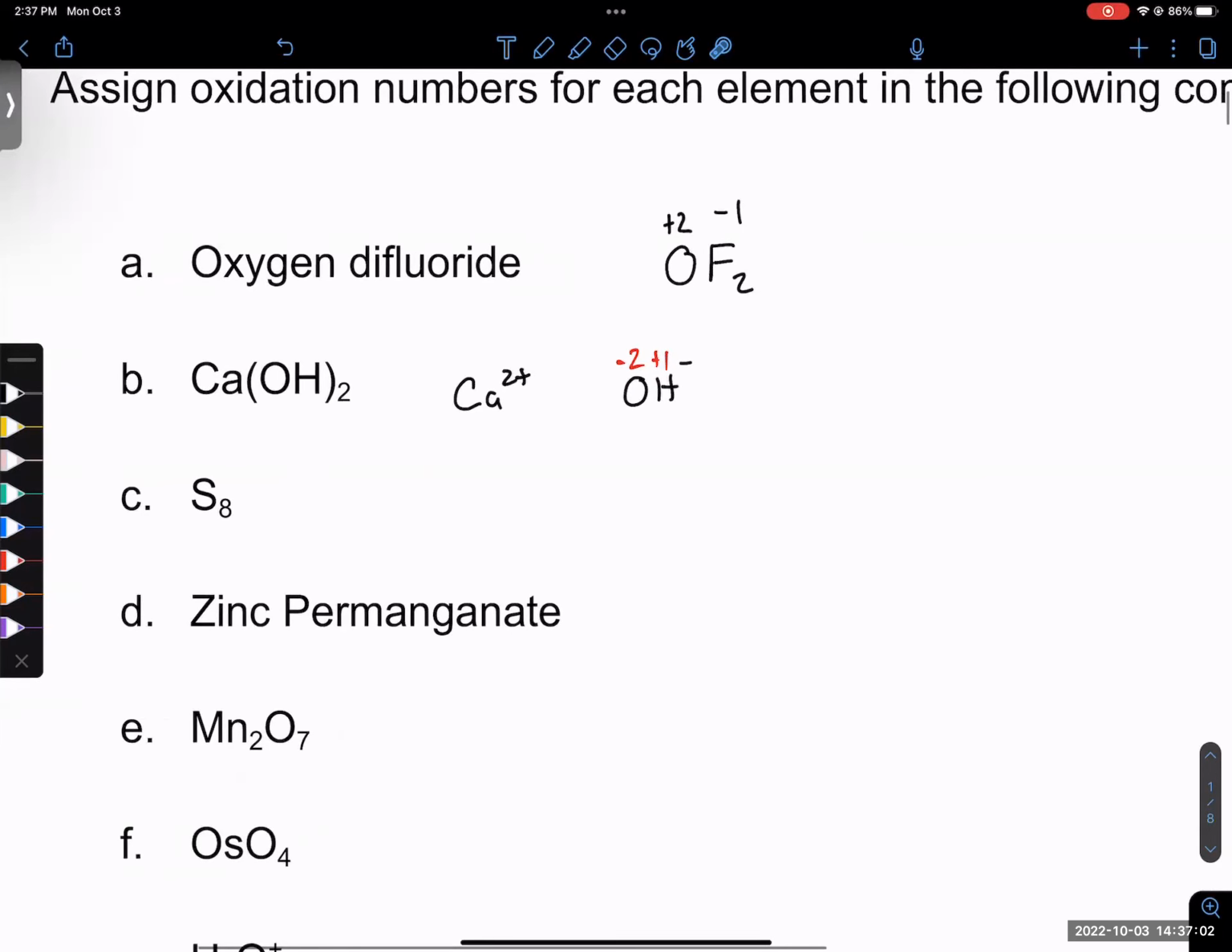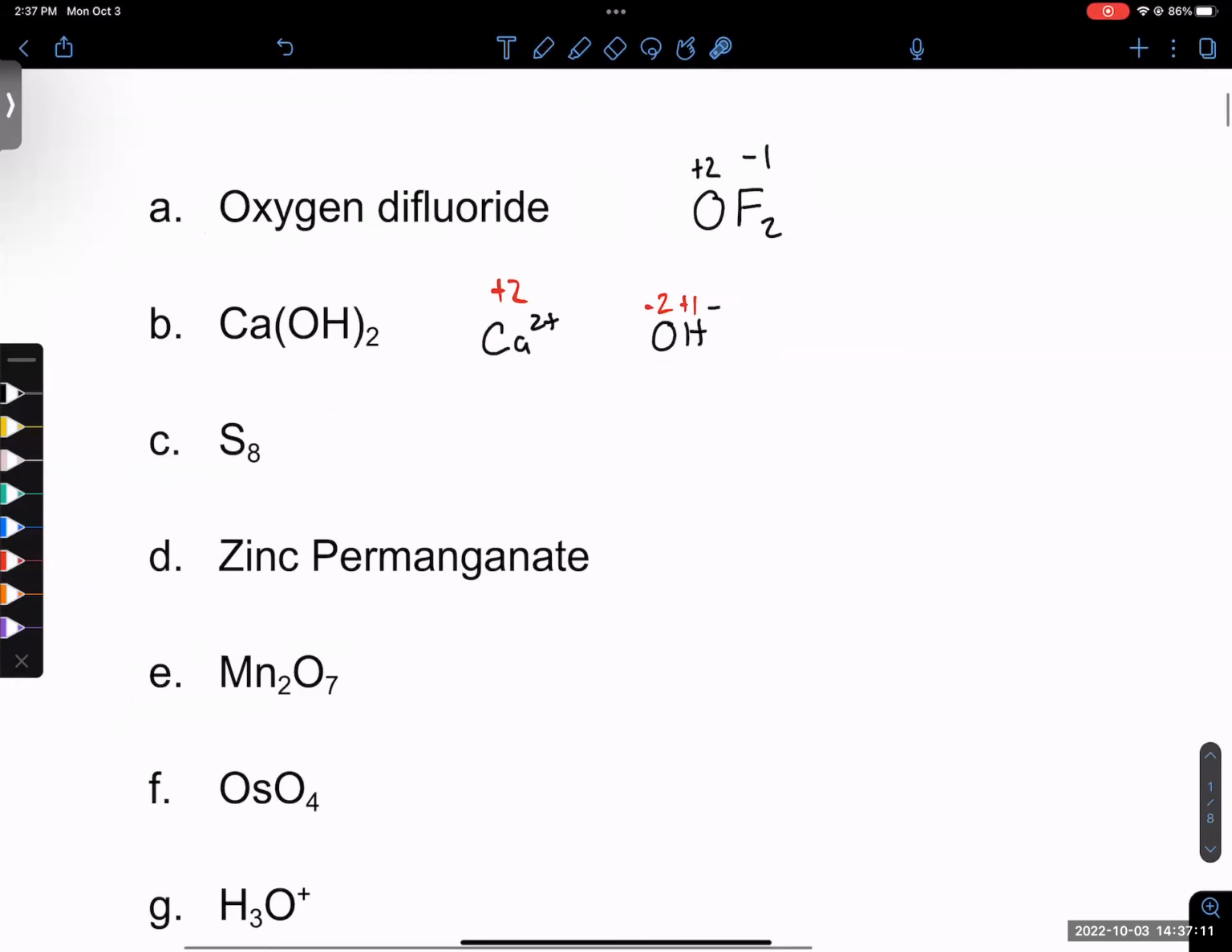All right, so we already said calcium has a +2, oxygen has a -2, and then the hydrogen has a +1. Okay. What about S8? 0. Okay, so we know that elements in their natural state have an oxidation number of 0. So natural state, it's alone, or in this case, sulfur is octaatomic, it naturally occurs as S8, right? So it's going to have an oxidation number of 0.